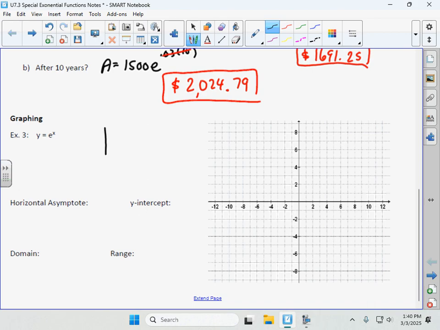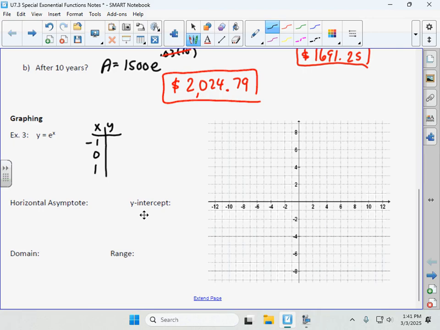So using an XY table, we can use -1, 0, and 1 for x. All right, and then we plug it in. This is the parent function, e to the x. And then plugging each of these numbers in, we can find its y value.